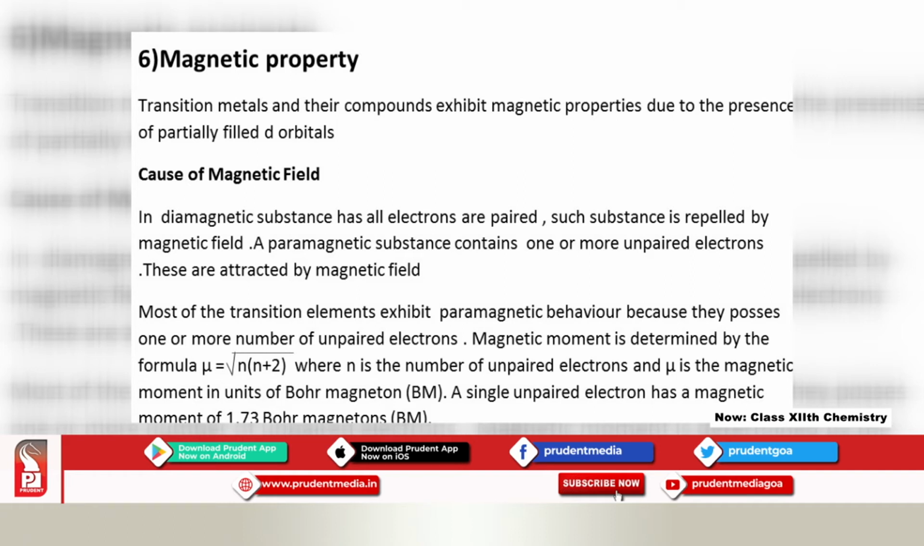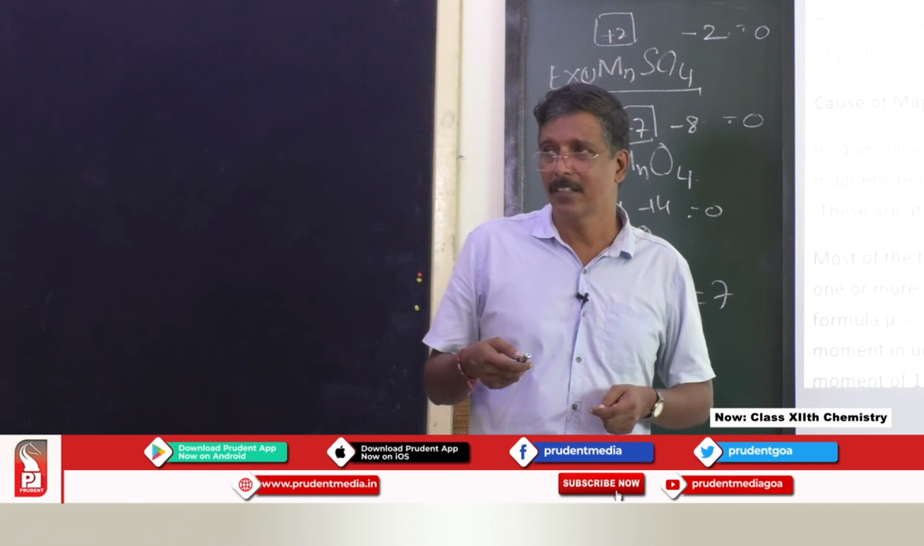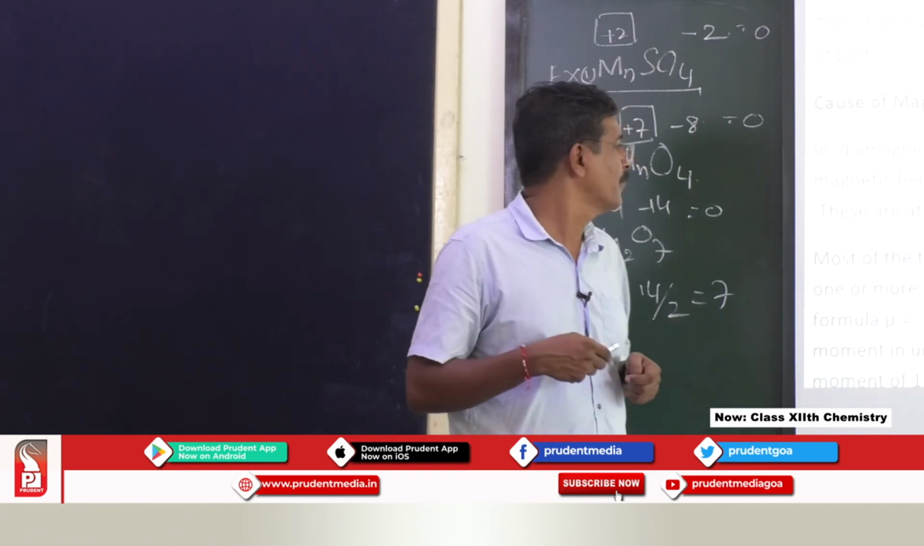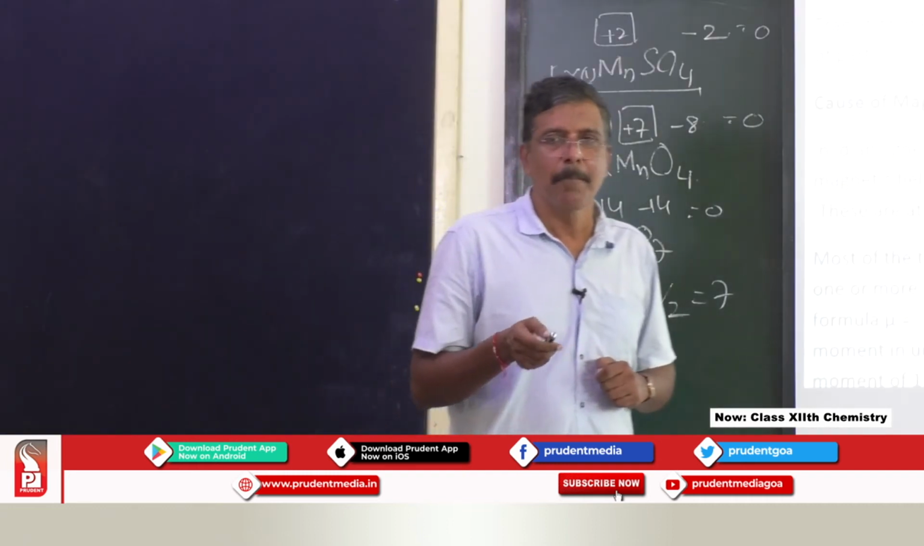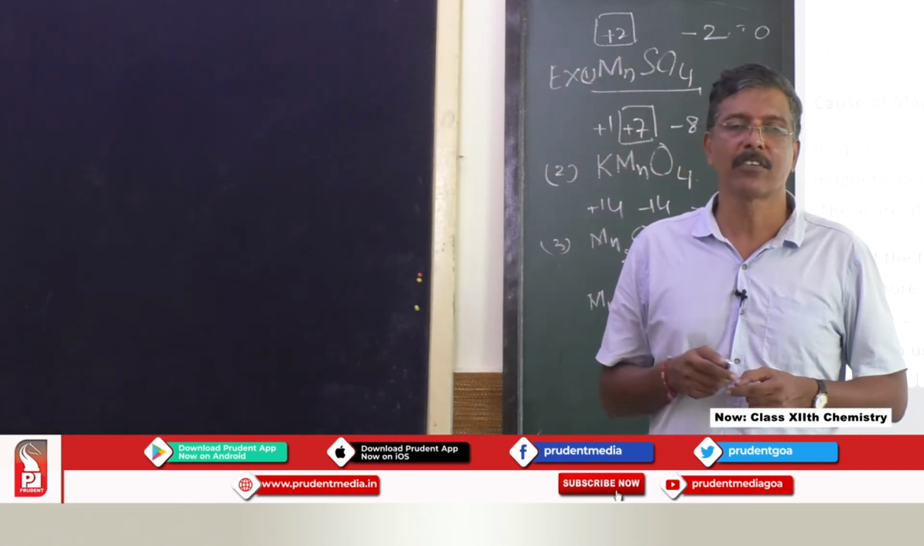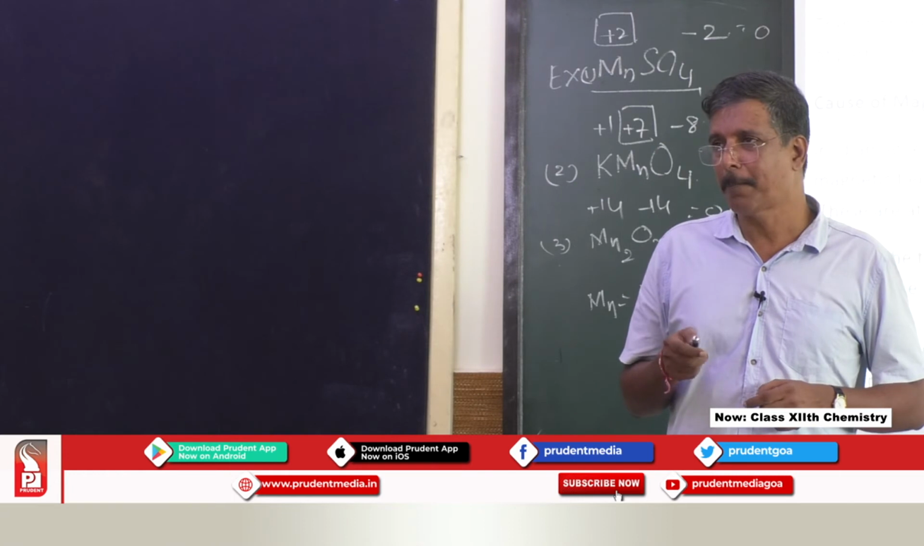And magnetic moment can be calculated by a formula. Most transition elements exhibit paramagnetic behavior because they possess one or more unpaired electrons. So magnetic behavior can be made out by the number of unpaired electrons present. Now, magnetic moment is determined by the formula mu equals square root of n into n plus 2, where n is the number of unpaired electrons present, and BM is Bohr magneton. A single unpaired electron has a magnetic moment of 1.73 Bohr magnetons. That is how they are calculated. That means magnetic moment is directly proportional to the number of unpaired electrons present. And we know that there are two types, paramagnetic and diamagnetic.